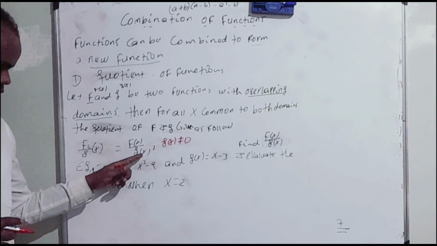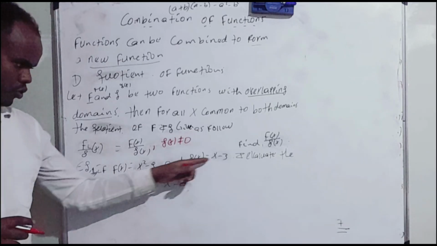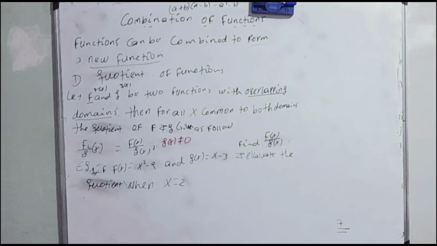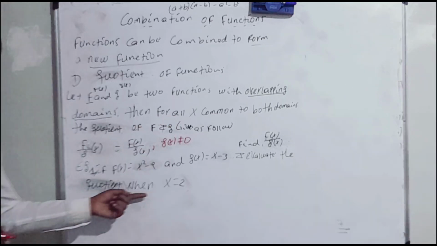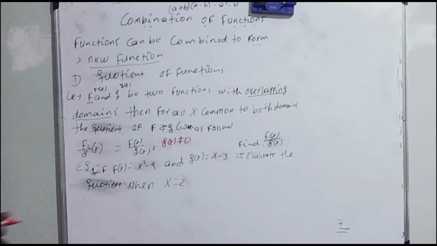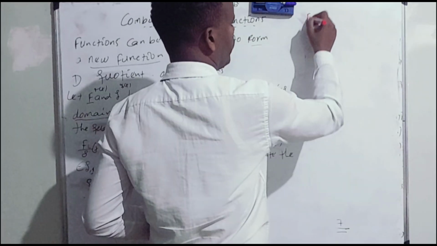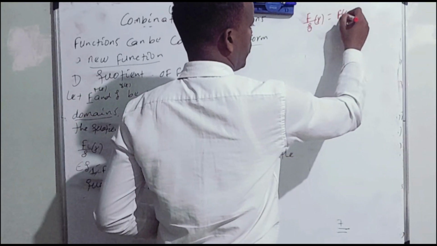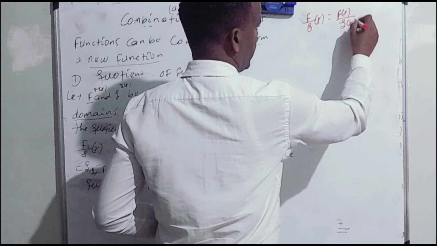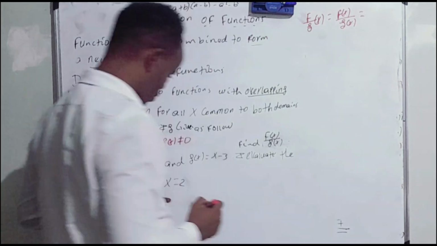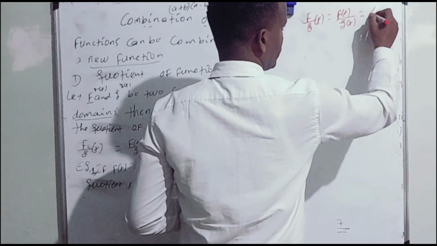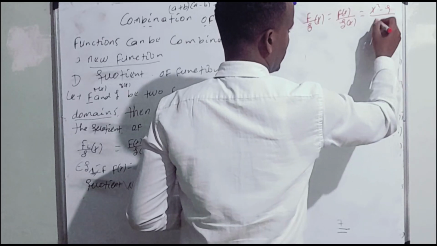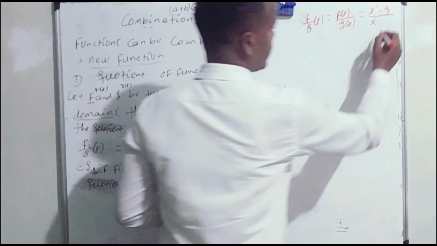If f of x equals x to the power of 2 minus 9, and g of x equals x minus 3, find f over g of x, and evaluate the quotient when x is equal to 2. This means f over g of x is equal to f of x over g of x, which means x to the power of 2 minus 9 over x minus 3.